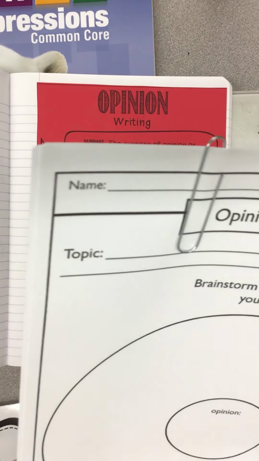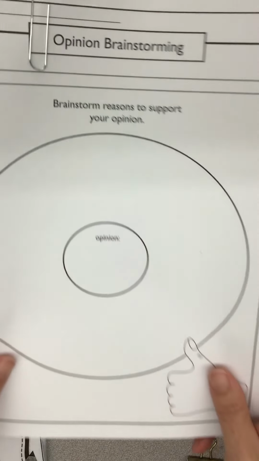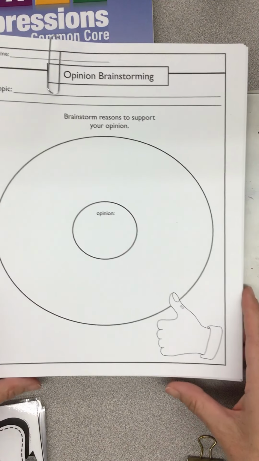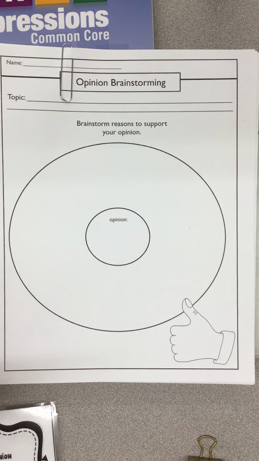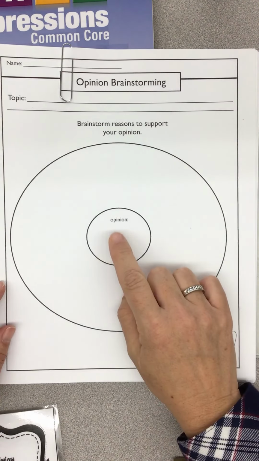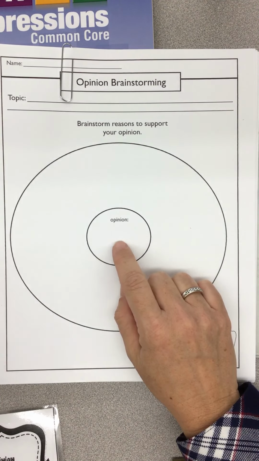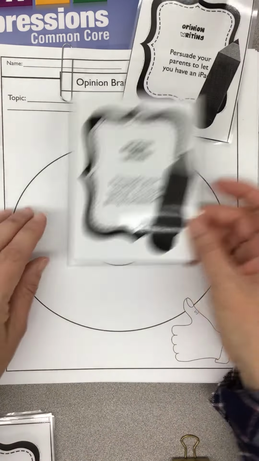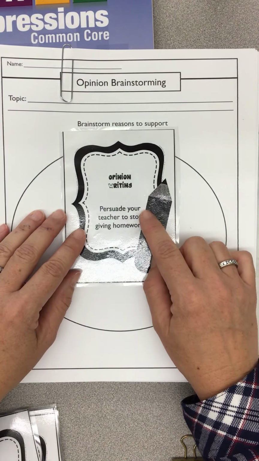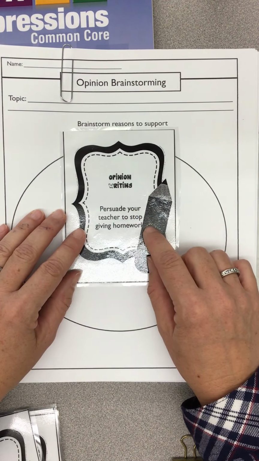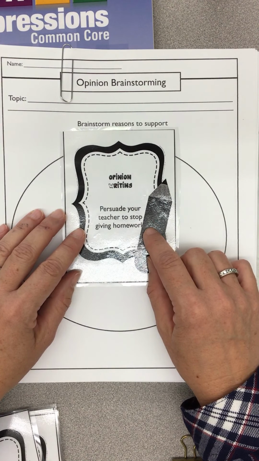So the first step is this one. So I'm going to give you this target, okay? And we're going to go through this together. But the first step is going to be to decide what your opinion is. So let me show you an example. So this is one of the choices, and it says, persuade your teacher to stop giving homework.